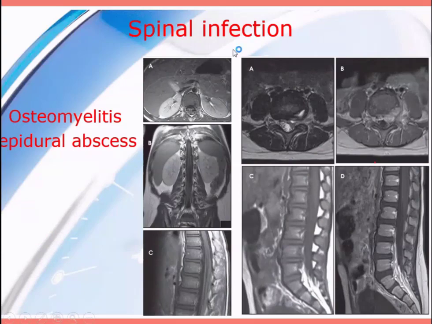Then we have another spinal infection. Maybe there is osteomyelitis and extension of the infection into the spinal canal. So here we can see that there is an epidural abscess, secondary to osteomyelitis, and compressing the cord.